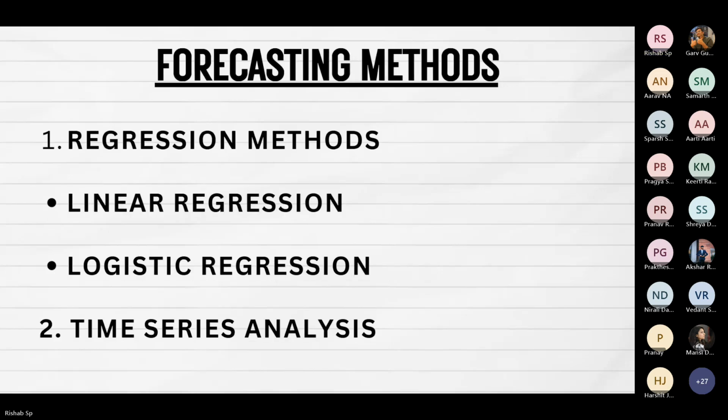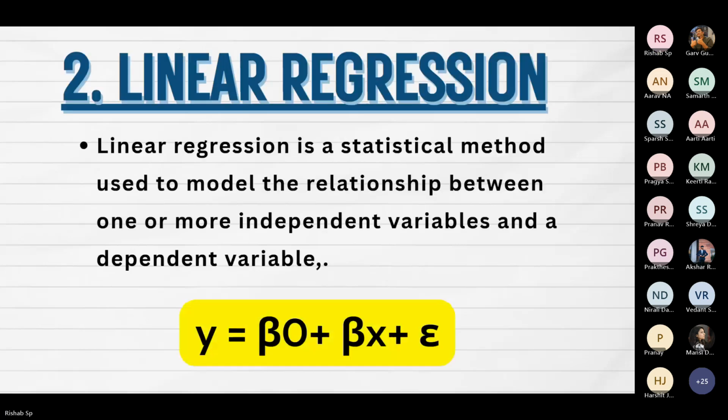Forecasting methods. This is where our whole concept actually begins. We have 2 major forecasting methods: regression methods and time series analysis. We are aware of the regression method; we have already discussed that. In the regression method, we use linear and logistic regression to predict about the future. We'll dive deep into time series analysis later, so we'll start with the regression methods.